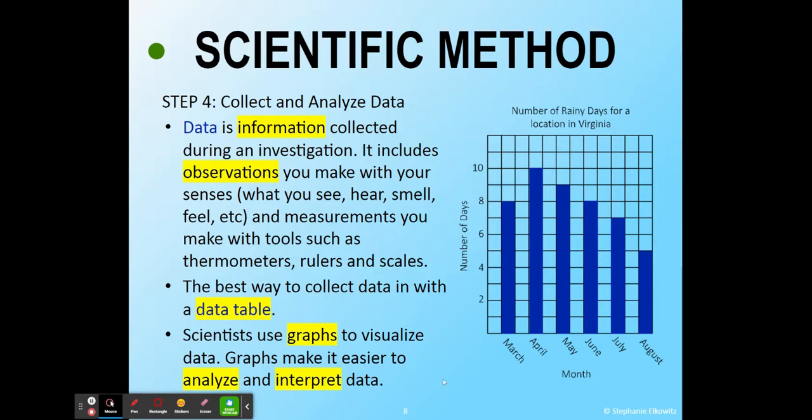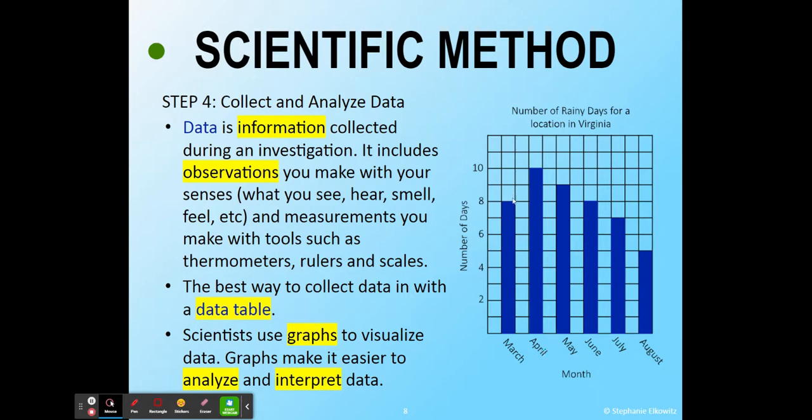So graphs make it easier for us to analyze and interpret data. Here is an example on our side. We have number of rainy days for a location in Virginia. So my data table in this case would have the month and the number of days on it. And then for each month, we would mark the number of days that it rained, right?